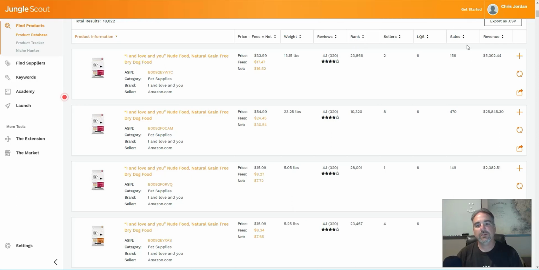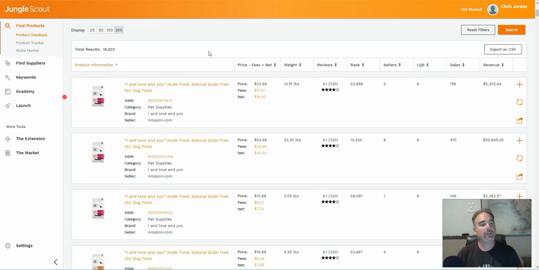And then right here it gives you the estimated sales per month. What they do is take the bestseller rank, the BSR that the product has, and they match it to the category, and they come up with a guess on what the estimated sales are. And in most cases they're actually not too far off. So like I said, both of them work great.